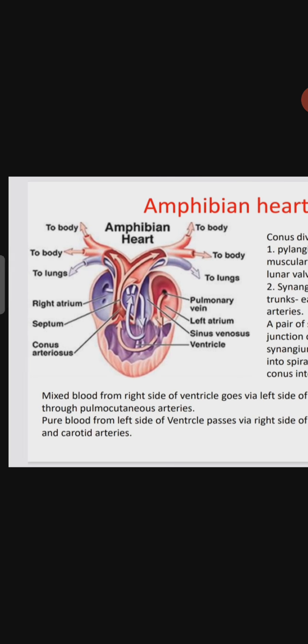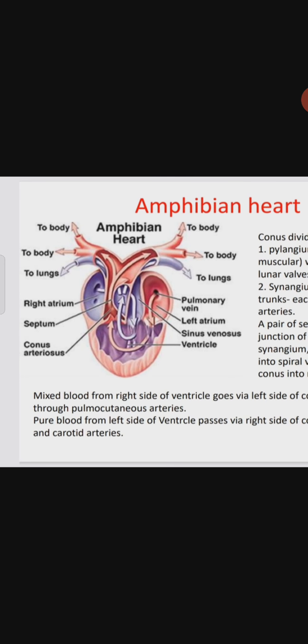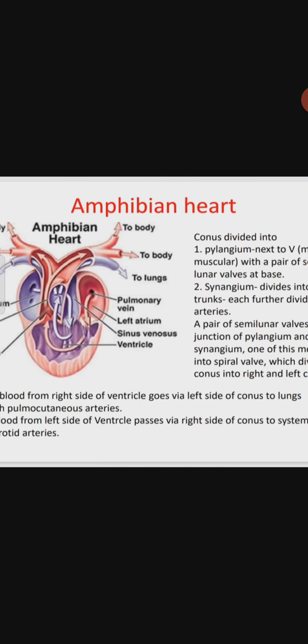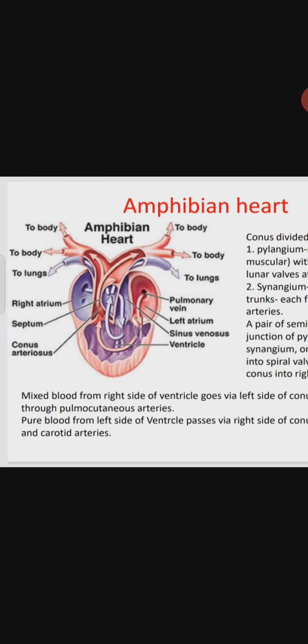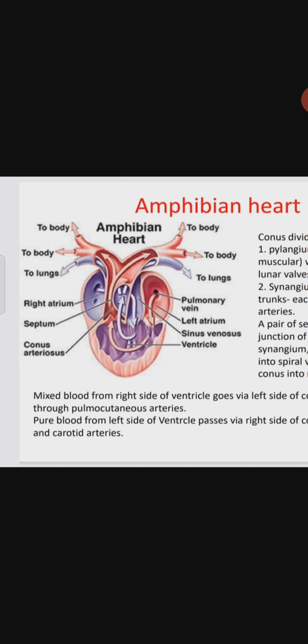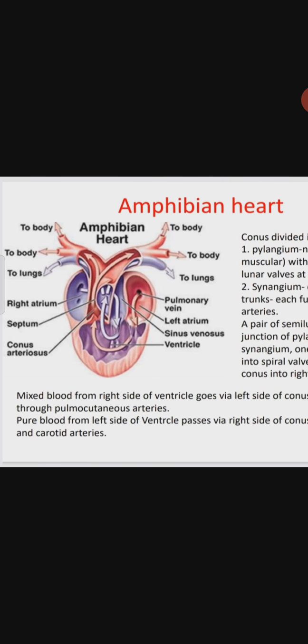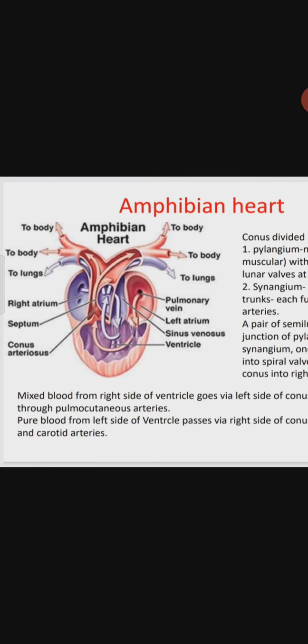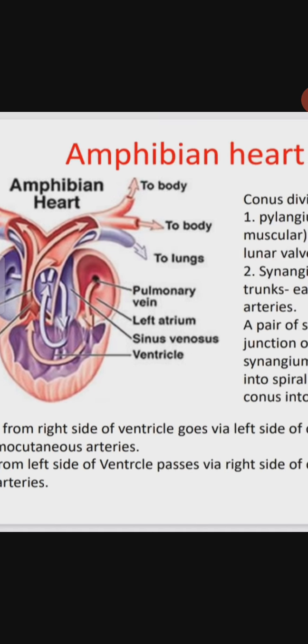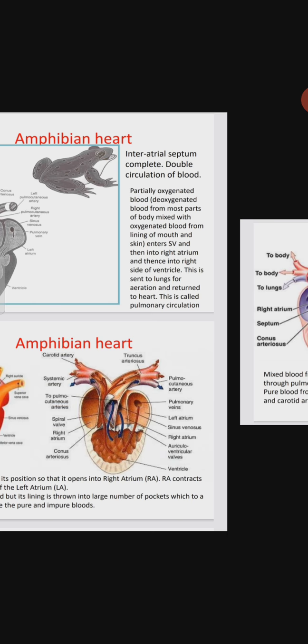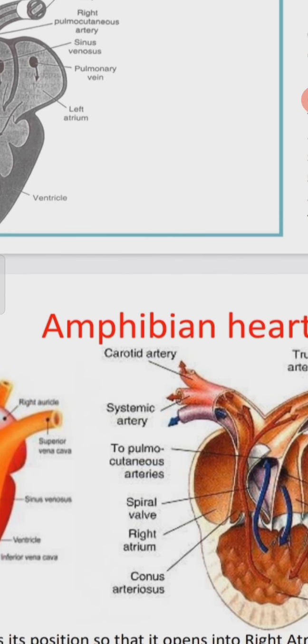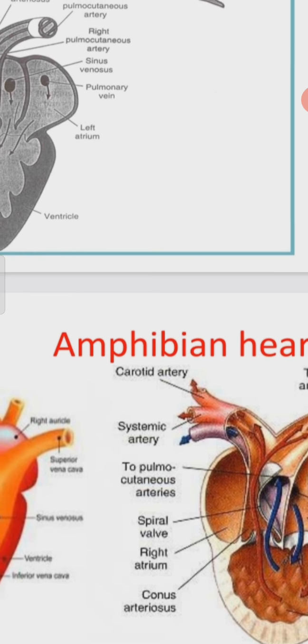From the right side of the ventricle, blood goes with the left side of the conus to the lungs through the pulmocutaneous arteries, so it goes for purification. Pure blood from the left side of the ventricle passes to the right side of the conus to the systemic and carotid arteries. These systemic and carotid arteries supply the blood to the body parts, meaning they carry the pure blood.